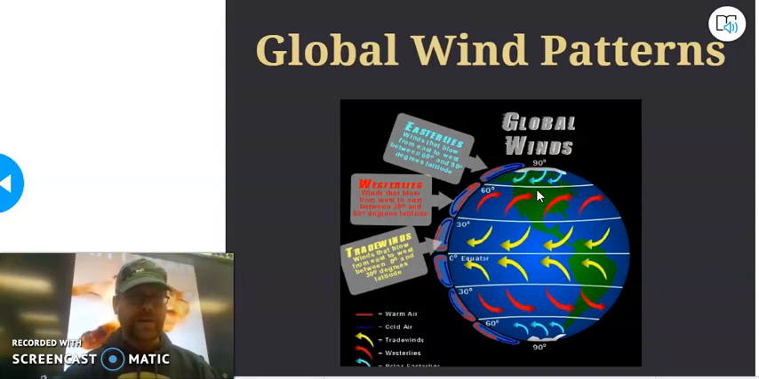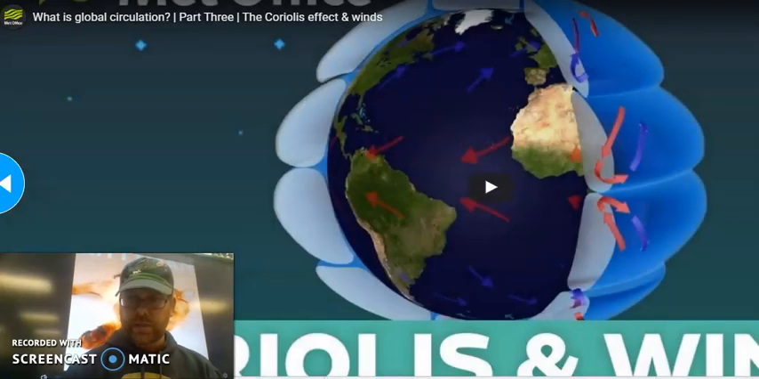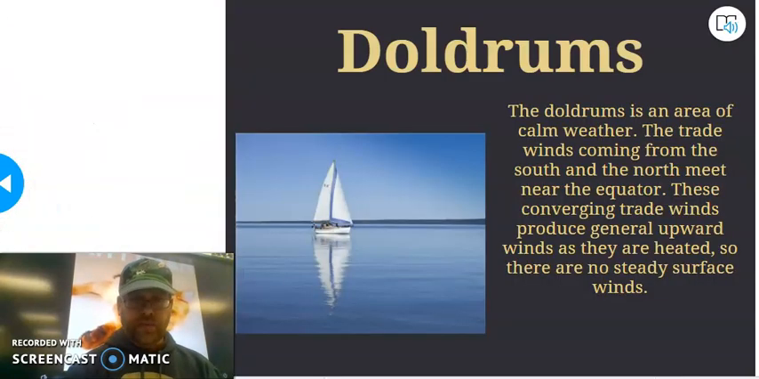But we don't need to really get into that too deep. It's important, and we'll do a video on that. But we really just want to focus on these 3 global wind patterns. The first is the doldrums.